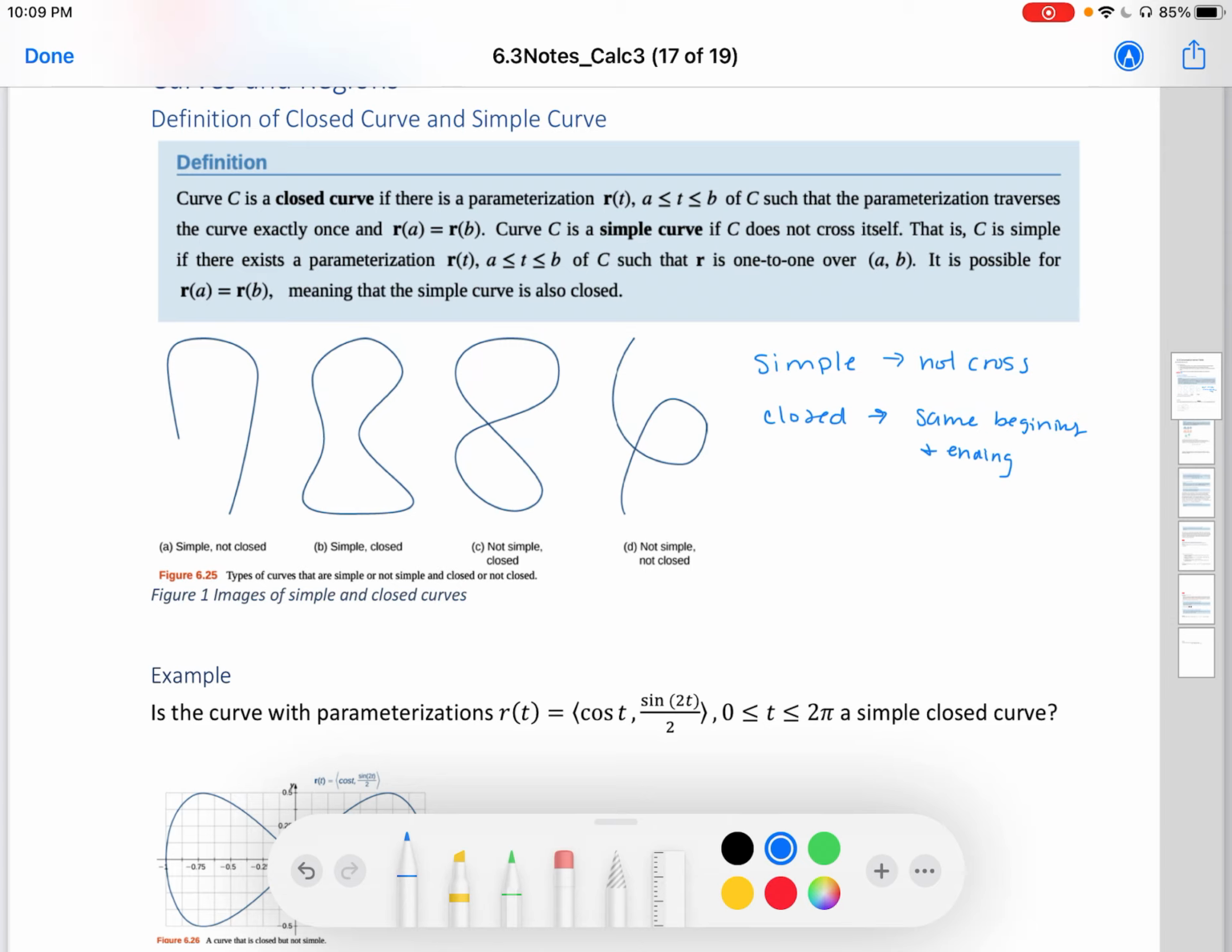Here you have some pictures, and at the bottom it tells whether each is simple or not, or closed or not. We see only one of them is simple and closed. It's bounded from B to A, which means it has the same beginning and ending point.